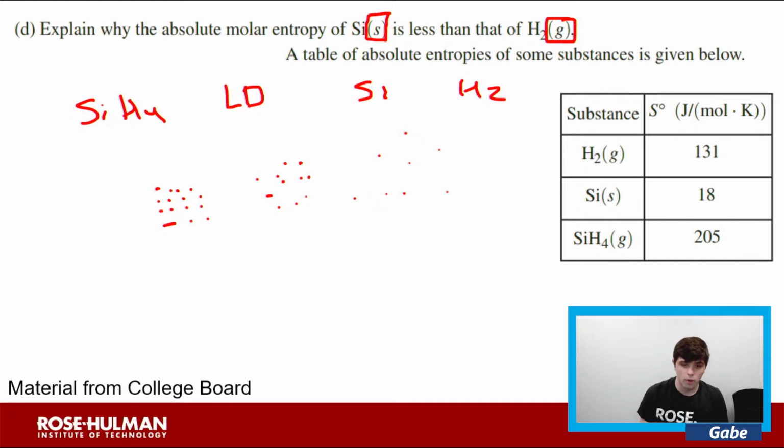So when we look at the solid and gas, since the atoms of the solid are in a fixed position and less dispersed, and the atoms of the gas are more freely moving and a lot more dispersed, we know that the gas is going to have a much higher molar entropy, which is represented by S, than the solid.